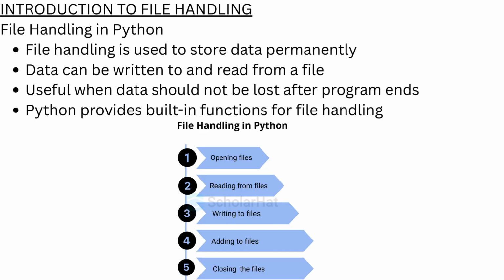File handling in Python is used to store data permanently in a file. Normally, when a program ends, all data stored in variables is lost. To avoid this, we use files to save data so that it can be used again later. Python allows us to create files, write data into them, and read data from them. File handling is very useful in applications such as saving student records, results, reports, and logs.